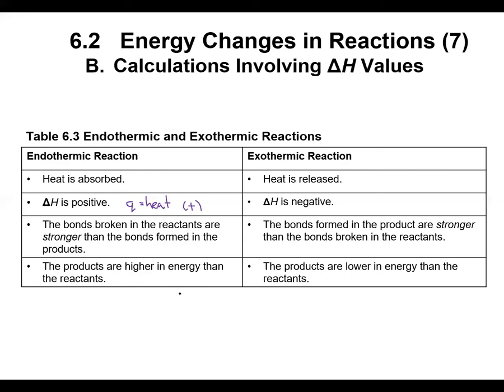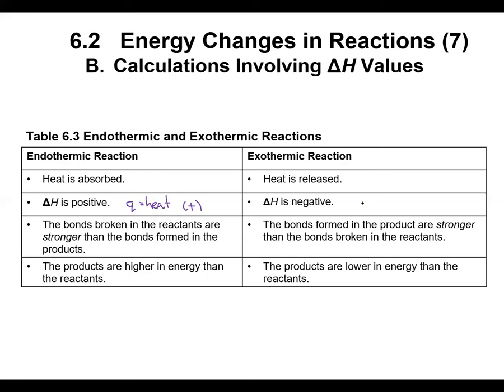And when we talk about bonds being made and broken, the bonds broken in the reactants are stronger than the bonds formed in the products. What that essentially means is, when we break those bonds, it's endothermic. So the total value to break all the bonds is going to be larger than the negative value when we make all the bonds. The products are higher in energy than the reactants, and vice versa here for our exothermic.